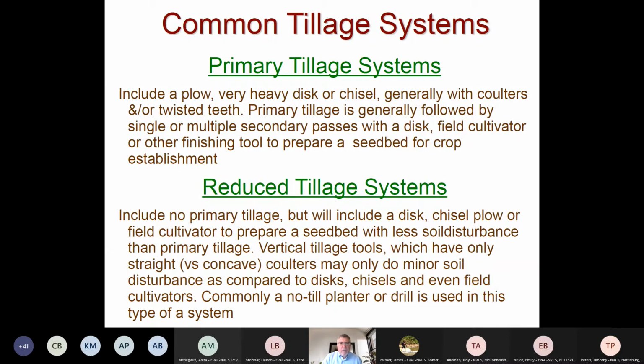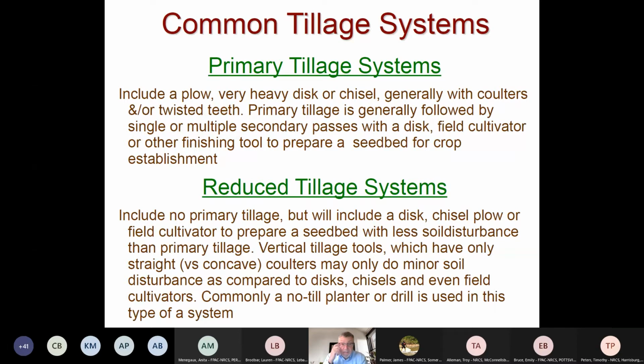When we practice primary tillage, we're going to need to use a secondary tillage pass, which is a disc or a field cultivator, some type of tool that's going to break up those large clods and prepare the seed bed for establishment. So once we do that primary tillage, we're eliminating a lot of the residue that's on the surface and usually end up with a very clean seed bed.